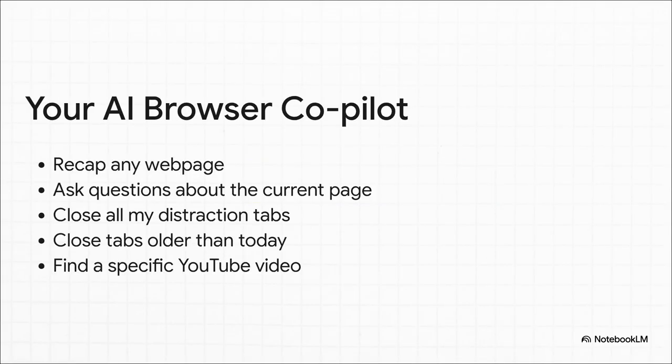Now this is where things get wild. The AI in Comet doesn't just see the one page you're on. It sees your entire browser. So sure, you can ask it to summarize the article you're reading, but you can also just tell it, hey, close all my distraction tabs, and it knows you mean TikTok and Instagram. Or you can say, find that YouTube video I was watching yesterday. It understands everything you're doing.